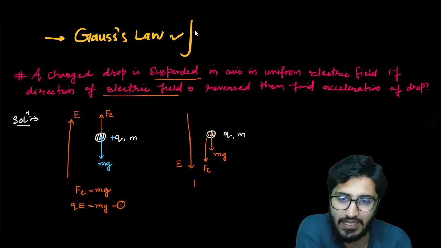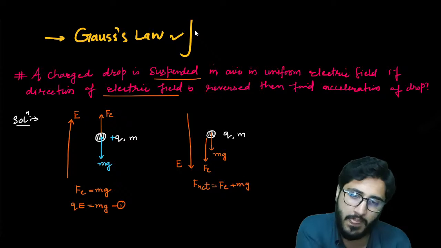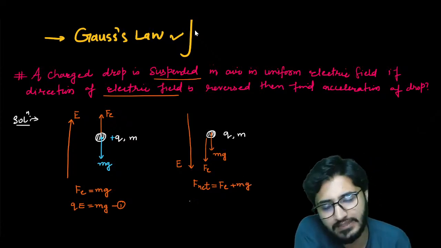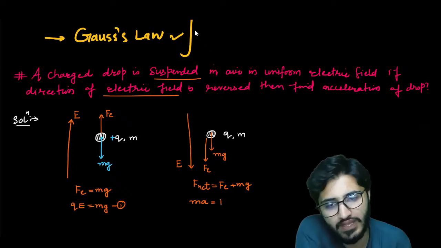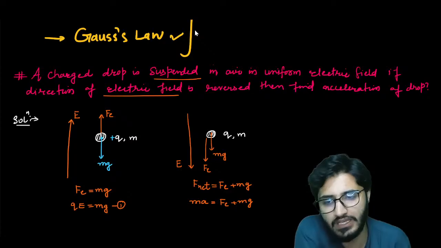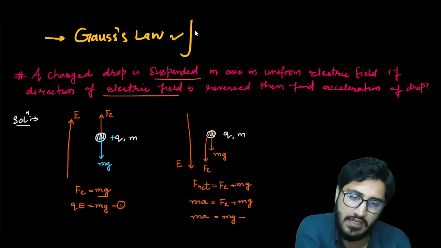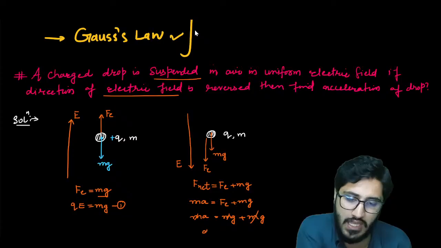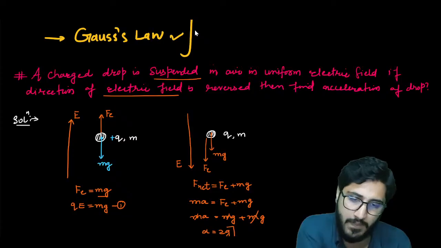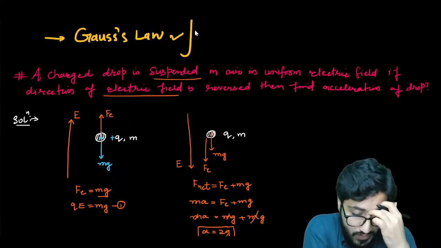So I can write my net force on this particle would be Fe plus mg. What is F net? It is mass into acceleration, equal to Fe plus mg. Here Fe is equal to mg, so I can write ma equals mg plus mg. We can cut out this m. So a equals 2g. The acceleration in this numerical would be 2 times g.